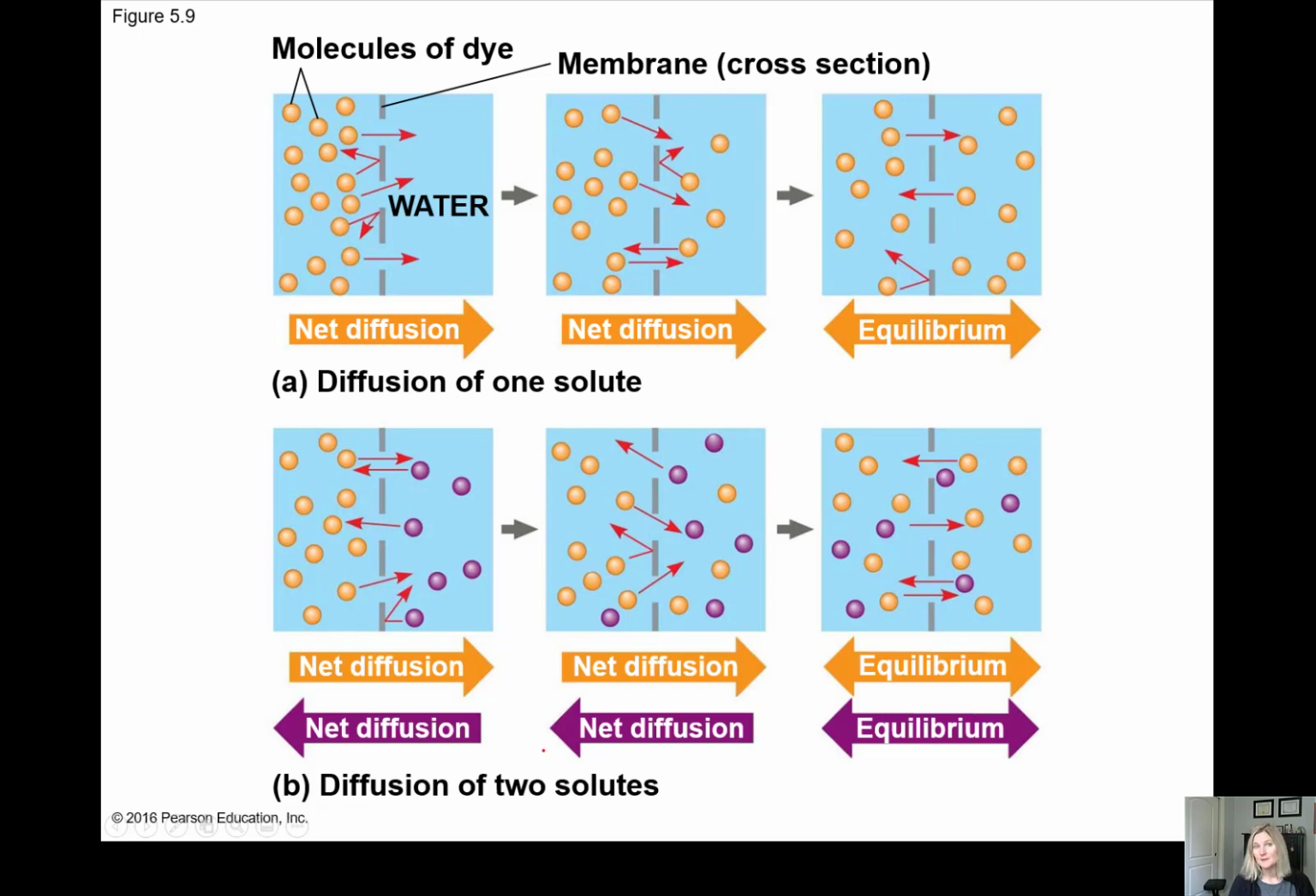We can do this on both sides. We can have some yellow dye on one side of the selectively permeable membrane, and then we can have purple dye on the other side. And same thing, the yellow dye is going to move from high concentration to low, so you can see how it's moving towards the right. And then the purple dye is going from high concentration to low, so it's going from the left to the right until it's evenly spaced.